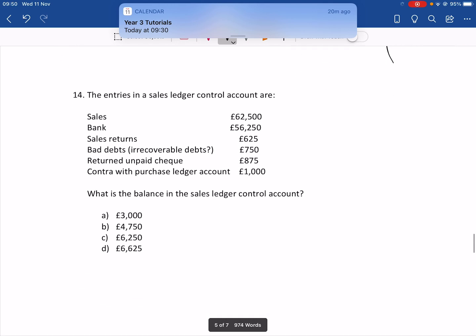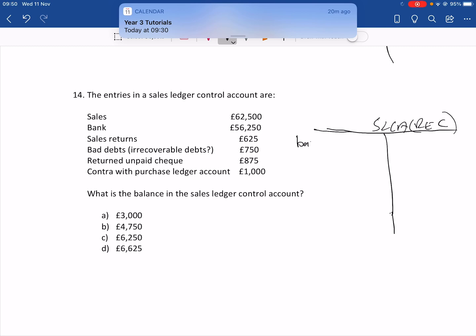This is a similar question, isn't it? So this is the sales ledger control account. So again, another similar question, so we'll do the same thing. Sales ledger control account, or receivables, as we call them. So the sales ledger control account entries are, first, sales. So we've got credit sales.